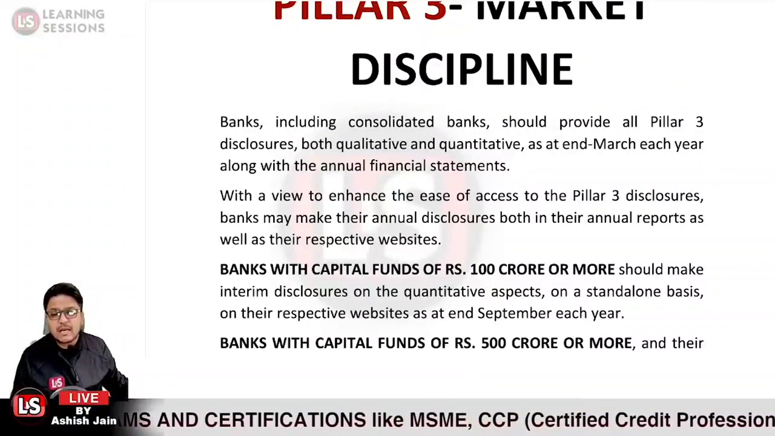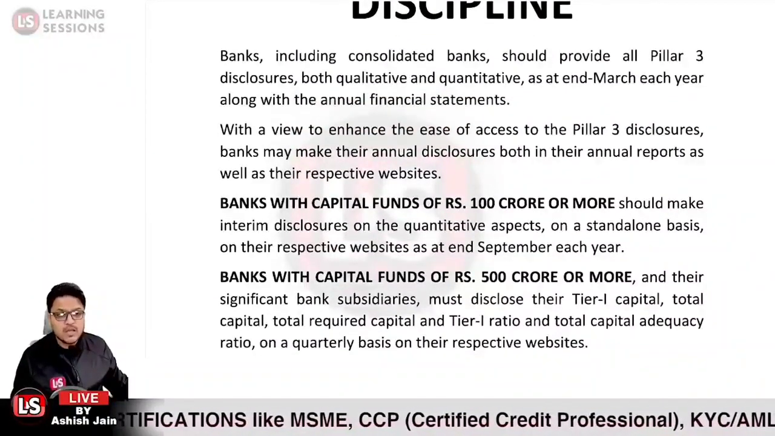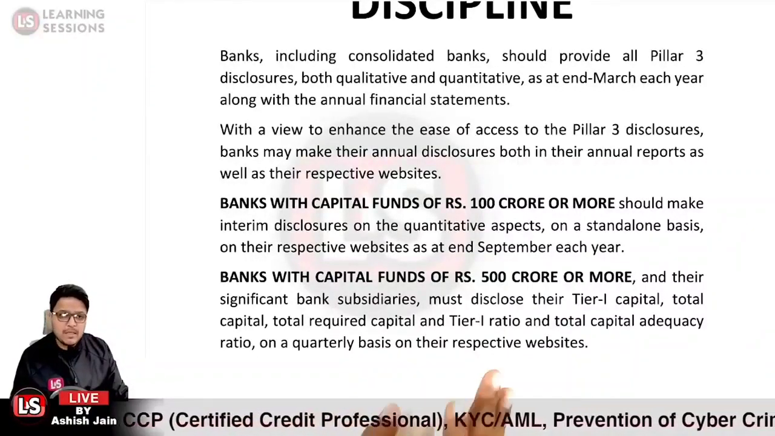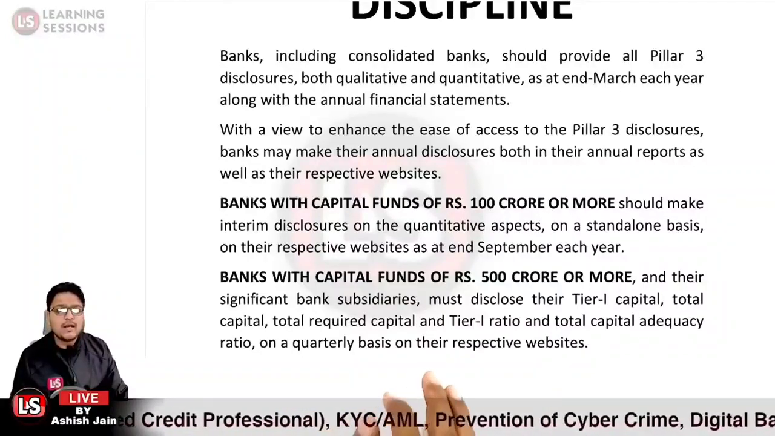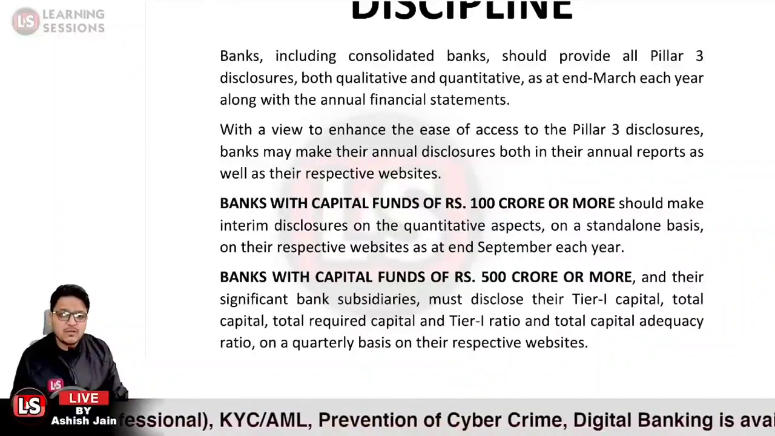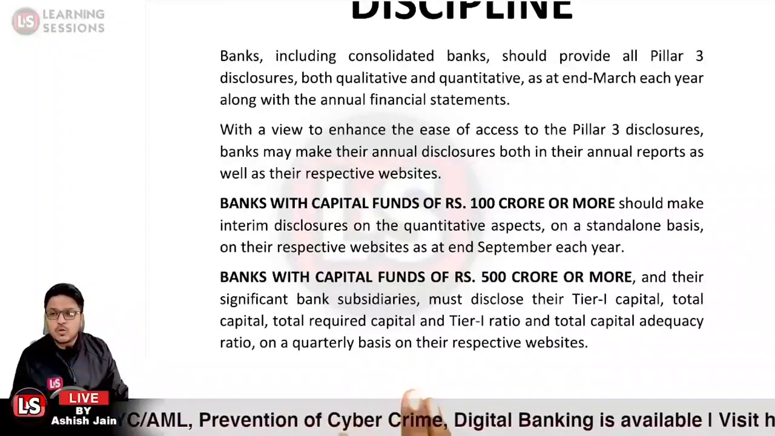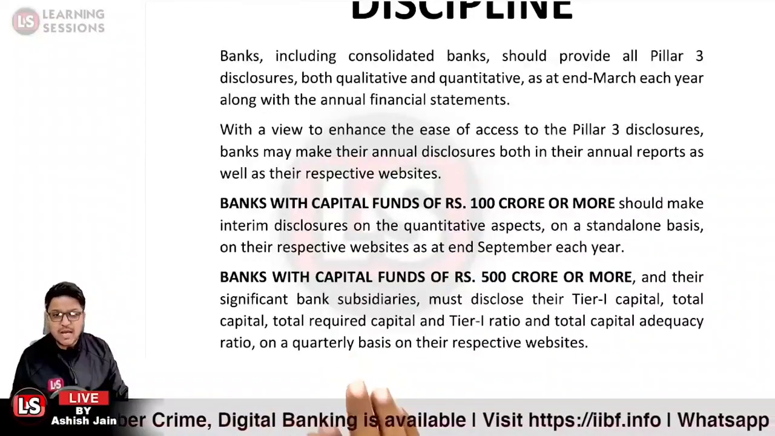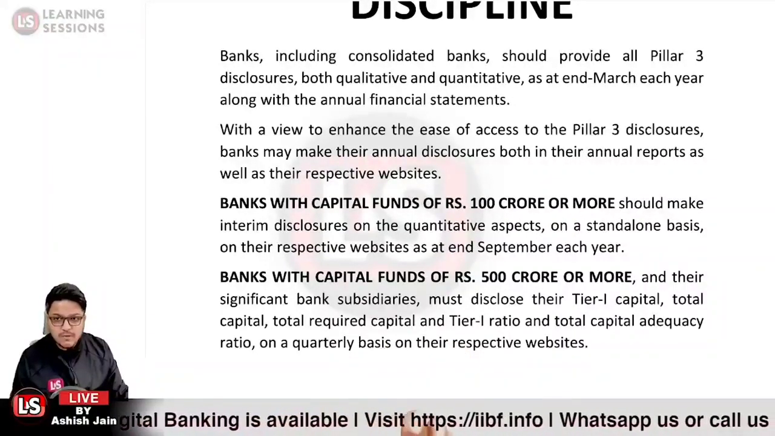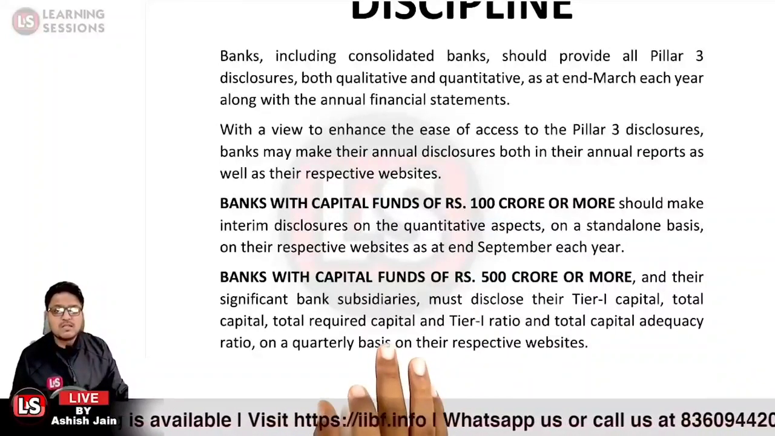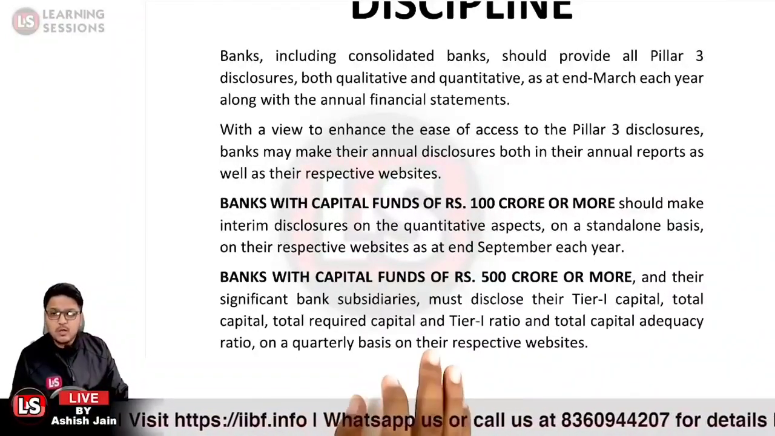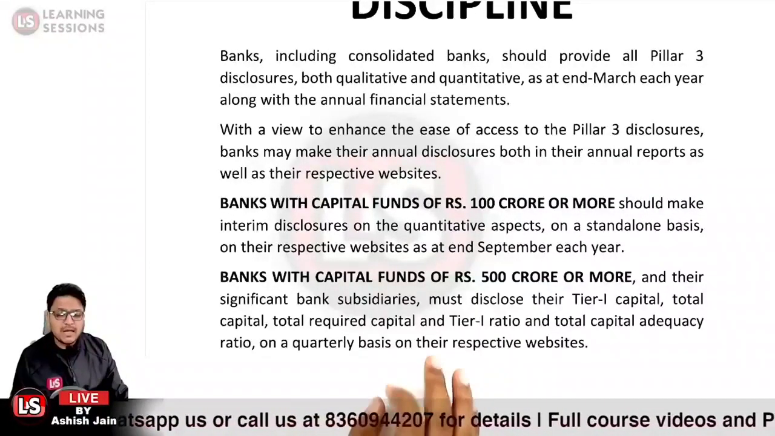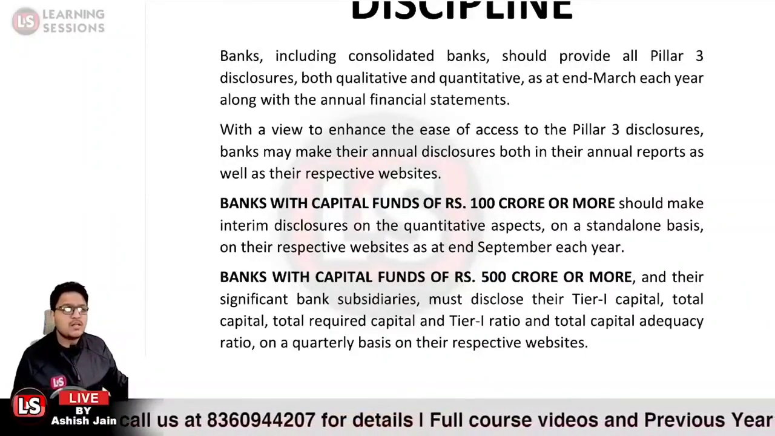For those banks which have capital funds of rupees 500 crore or more, the significant bank subsidiaries must disclose the tier 1 capital, the total capital required, the tier 1 ratio and the total capital adequacy ratio on a quarterly basis on their respective websites.